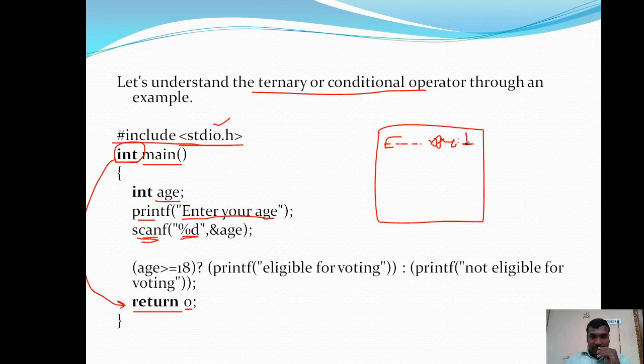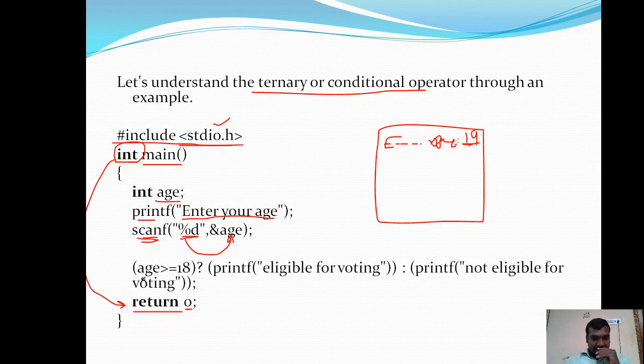For example, if the user gives an input of 19, that 19 is stored at the memory location address of age. Age is a variable of integer type, so it can accommodate integer values or integer constants. 19 is an integer constant. So now age becomes 19.